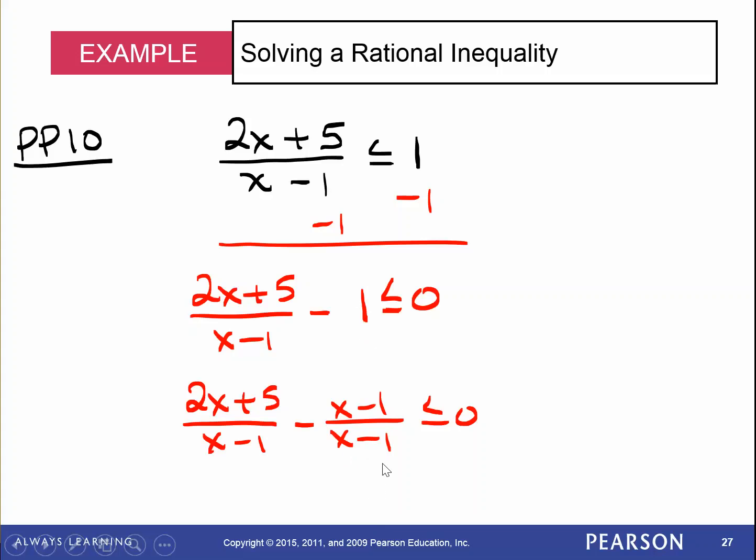All right, a little bit more work here just so we can finish up. So the common denominator is x minus 1. What's my numerator? 2x subtract x would make an x, is that right? And how about 5 subtract a negative 1? Plus 6 is good by me, okay. Less than or equal to 0.